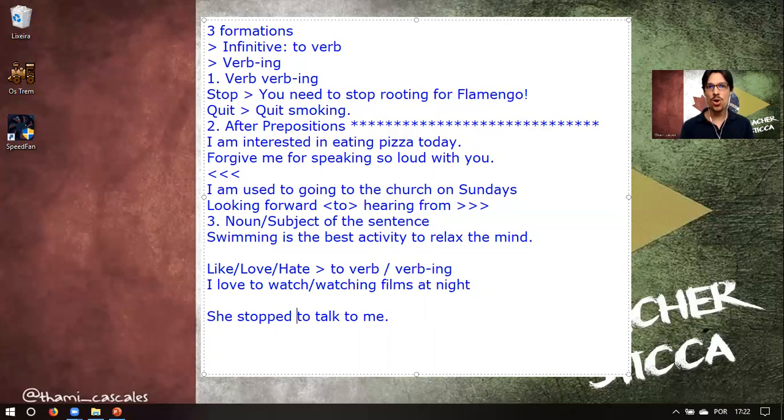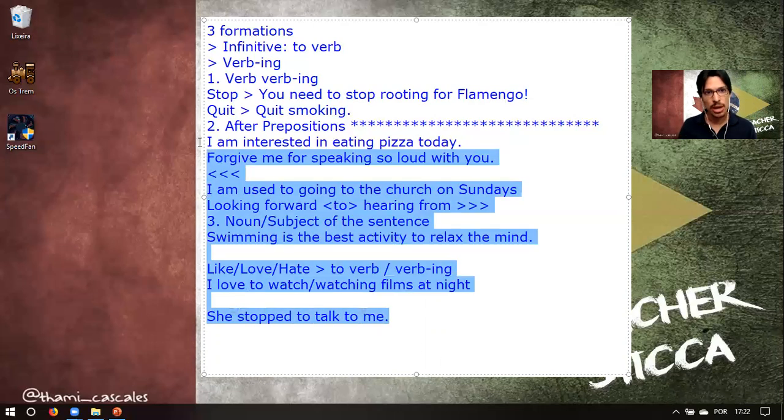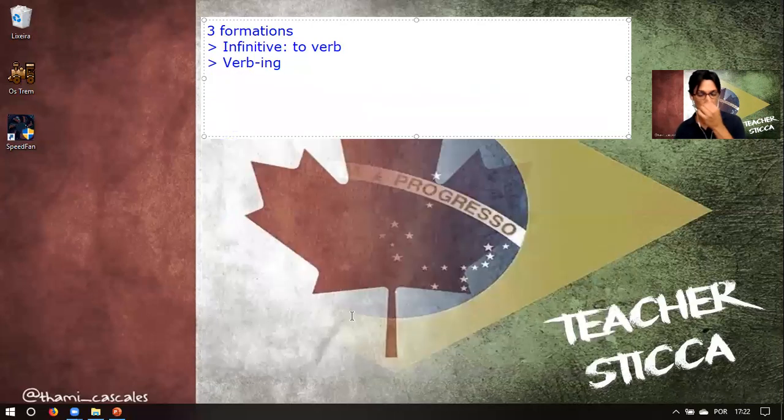Honestly, no. I have never studied this very deeply, but in my years of studying English, I have seen this not so often. So stop is a case in which you have to use the -ing formation, because if you use to, you are changing the meaning. Okay, so the second formation we have for verbs is verb-ing.